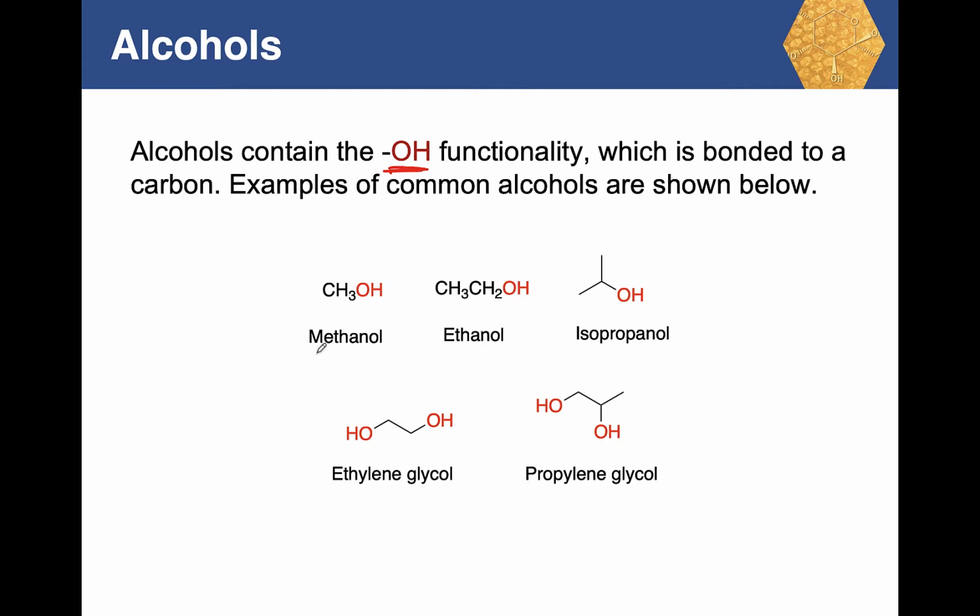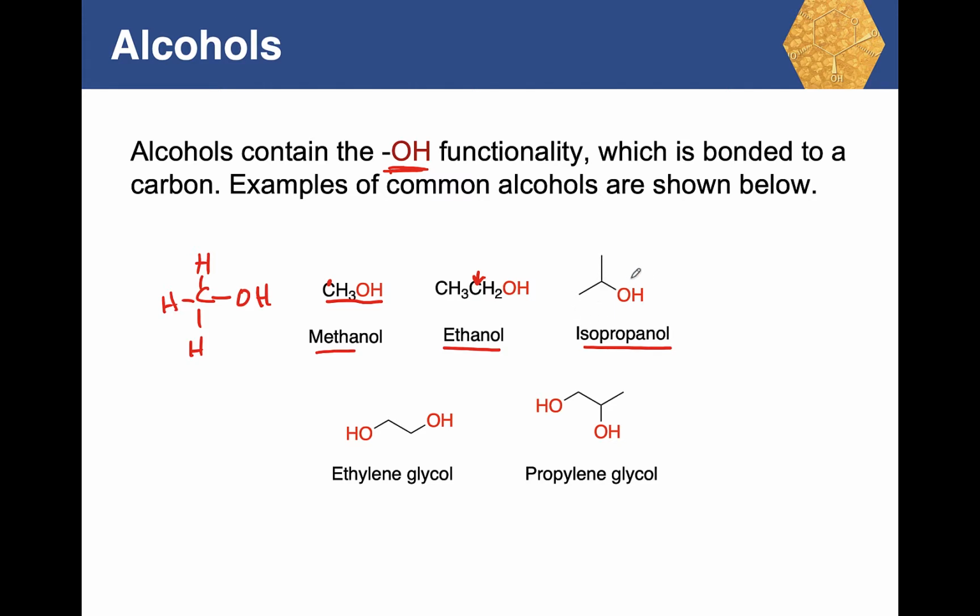Here is methanol. As you know, that's a fuel. And this OH is bonded to this carbon. If you draw out the Lewis dot structure, you'll see it's CH3, and OH. So this is the more condensed way of writing this molecule methanol. Here's ethanol, another organic solvent. This OH is bonded to this carbon. Here's isopropanol, also known as rubbing alcohol.